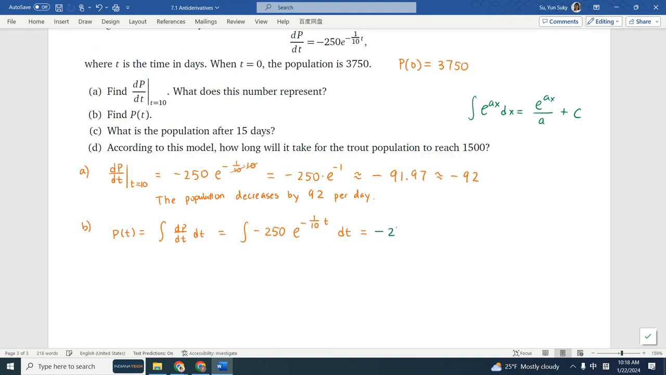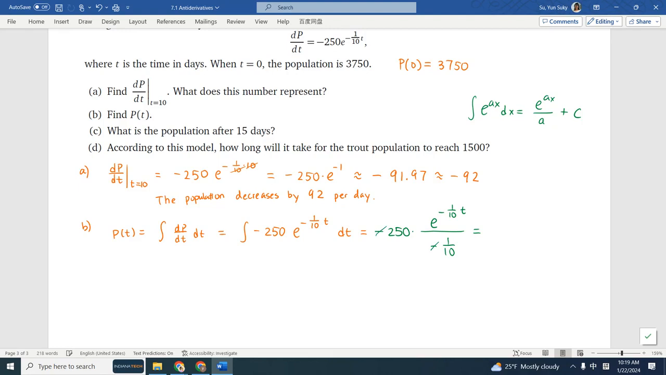So we get minus 250, the constant multiple, stays here. Then the exponential function e to the minus 1 over 10t. By comparison, the coefficient of t is like the x, that's the variable, and the coefficient is negative 1 over 10. So you want to put the entire negative 1 over 10 downstairs. Do you see the negatives cancel?